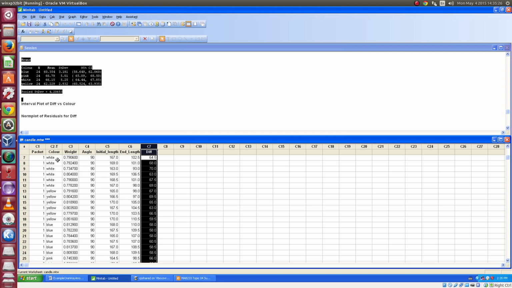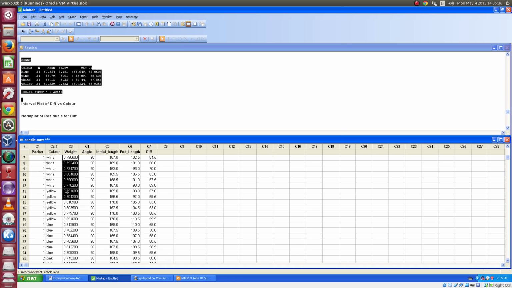So what we see here in terms of the variables is they looked at different packets. I'm not sure if the different packets refer to different brands. Let's just assume it is brands. They then looked at whether or not the color of the candle had an influence, the initial weight of the candle, and then how it was burnt.